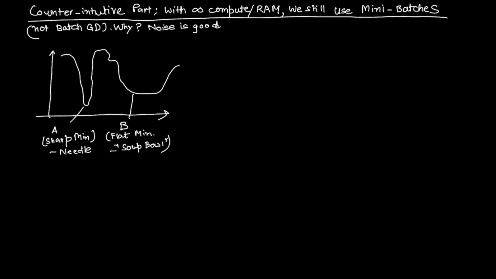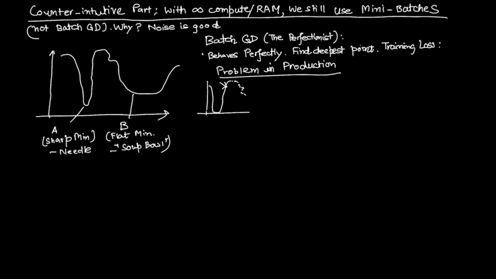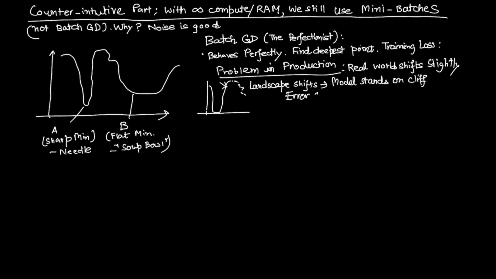If we use the perfectionist hiker, or batch gradient descent, he will find the deepest point mathematically. He might fall into valley A, the sharp minimum. He stops. Training loss is 0. Perfect score. But what happens when we ship this model to production? In the real world, data is slightly different. The landscape shifts slightly. If the landscape shifts just 1 millimeter to the left, valley A moves. The model is now standing on a cliff. The error skyrockets. Sharp minima equal bad generalization.